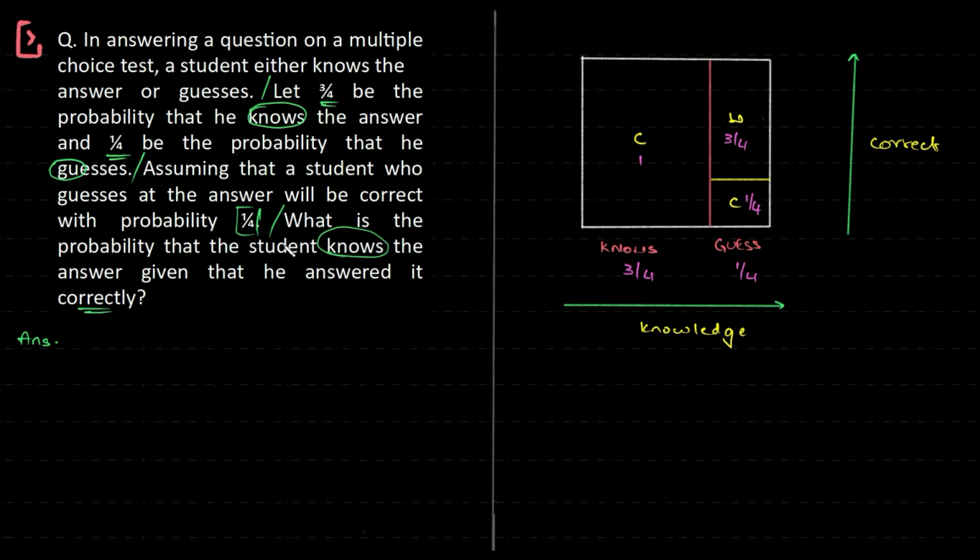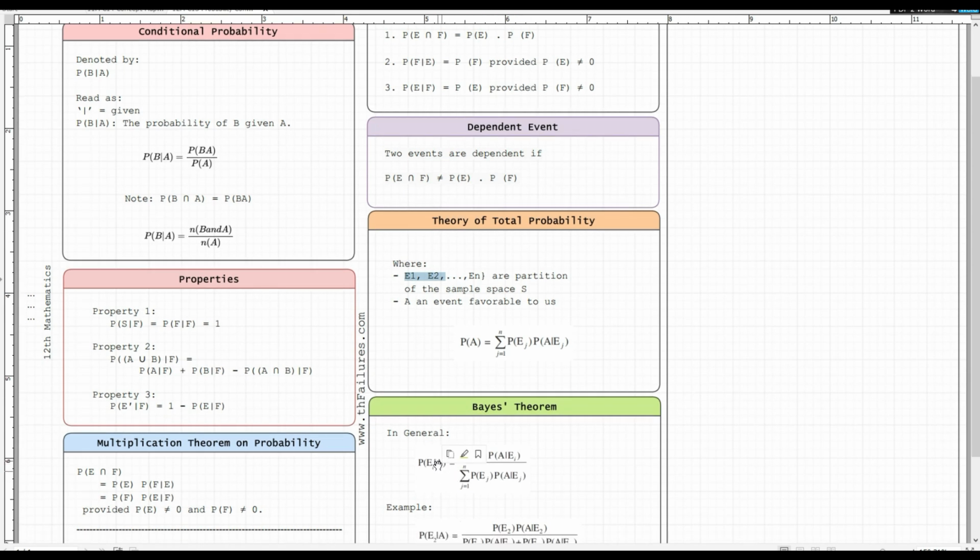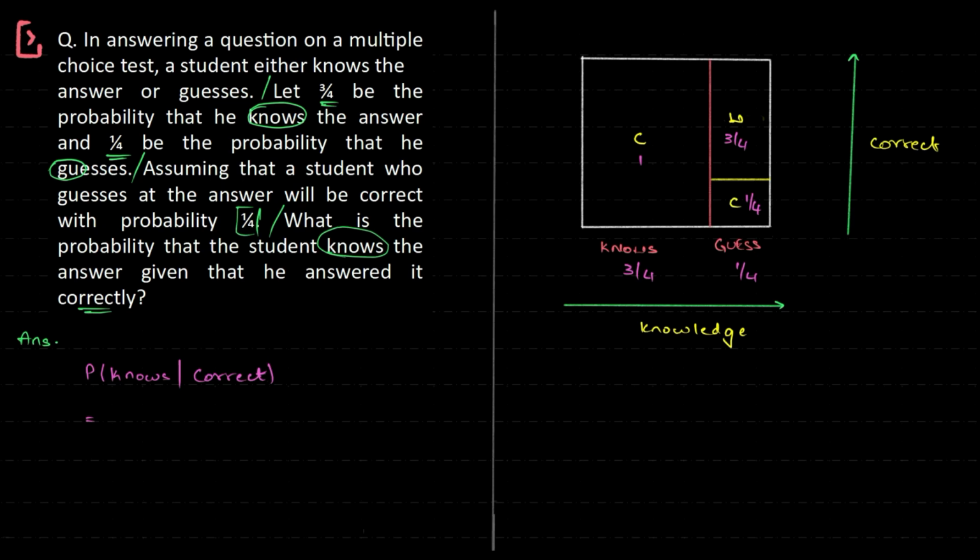Now, what is the probability that the student knows the answer given he got correct? What theorem do we have to make use of? Yes, Bayes theorem. We have the outcome. What are the chances that it came from that, right? Bayes theorem. So the formula will be, he knows the answer.